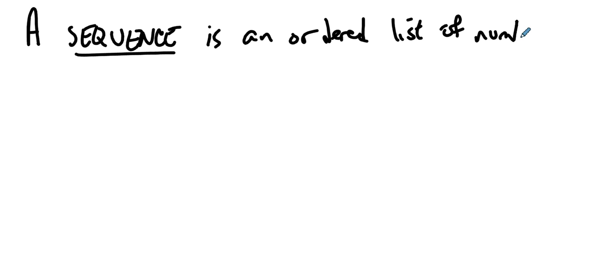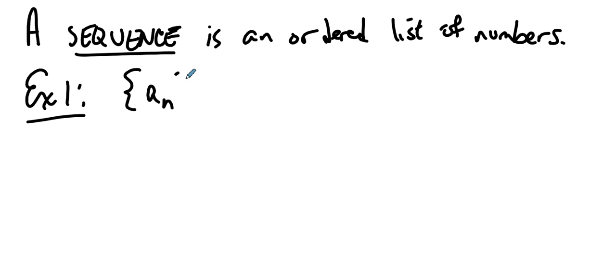This is different than sets. Sets are unordered. Sequences are ordered. Let's do some examples. Sometimes we abbreviate sequences as a sub n or b sub n or c sub n. n is the index. It lets you know what the first number, second number, third number in the list are, and so on. And we put the set braces around the outside to indicate that it is a sequence.